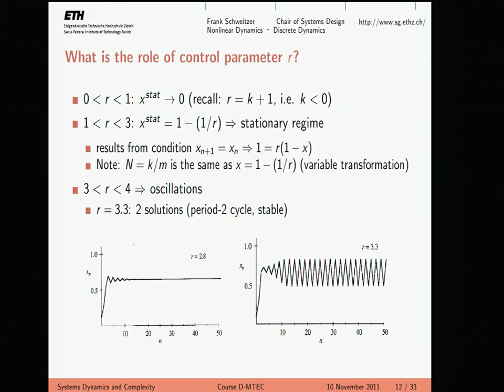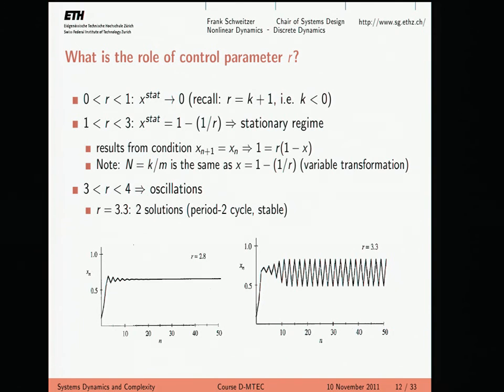If r is between 1 and 3, the stationary state is given by this value. So we slowly converge there. And this is a picture of how we converge. So r is 2.8, which is between 1 and 3, and we start with some initial condition. We have some oscillations until we finally converge to our value, 1 minus 1 over r.